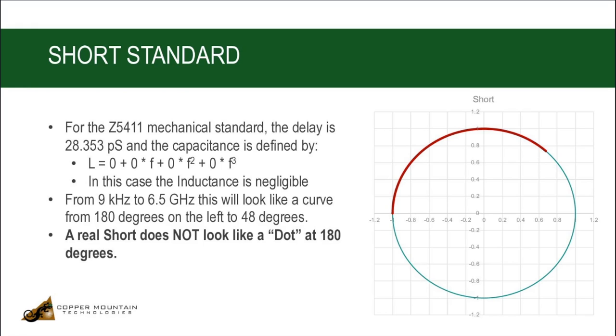A real short does not look like a dot. It looks like an arc. So if you calibrate and then reattach your calibration piece, you should see an arc. And if you do, your calibration is good.